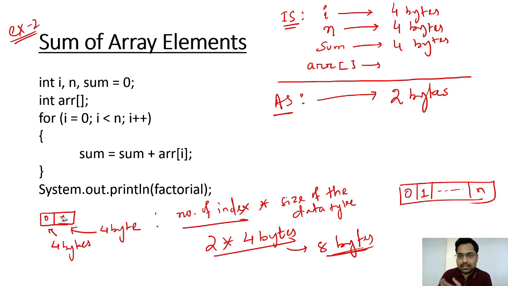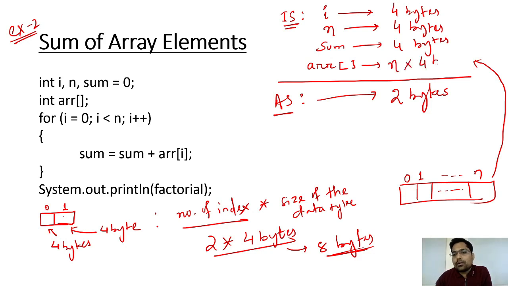These are indices. Indices should be written outside of it. 0 and 1 instead of any value could be written. Better we can write outside of it 0, 1, up to n. Okay, if n number of indices will be there, so n into 4 bytes, simply you have to write it.